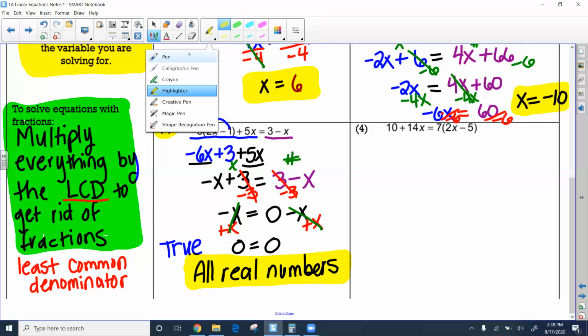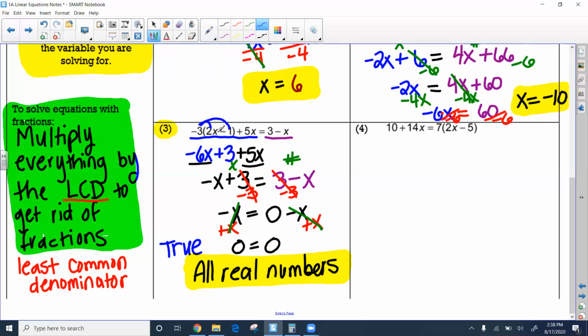So what that means is any number I plug in for x will work. Now here's a couple places we could have seen that. If we looked at this step here, you might have noticed that the two sides of the equal sign were already equal, even though they were in a different order. We had a negative x plus 3 and then a positive 3 minus x. So the two sides were already equal.